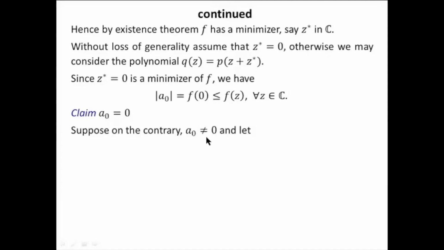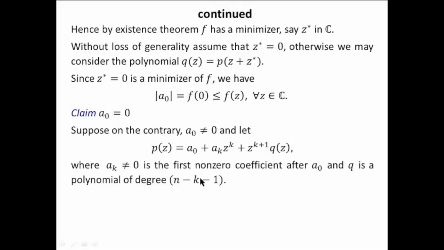Suppose on the contrary it is not so. a0 is positive. That means modulus of a0 is positive. And let us write the polynomial in this form, where ak is the first non-zero coefficient after a0, and q is a polynomial of degree n minus k minus 1. This ak can be even a1.